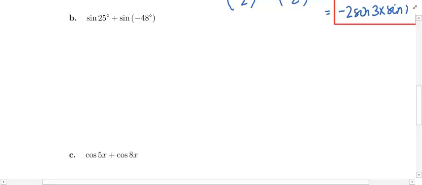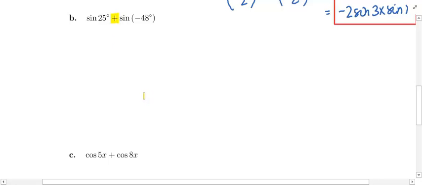Okay, this is a sum and we need to convert it to a product. So we need to scan our sum to product formulas and figure out which one matches up. Here we have a sine plus a sine.